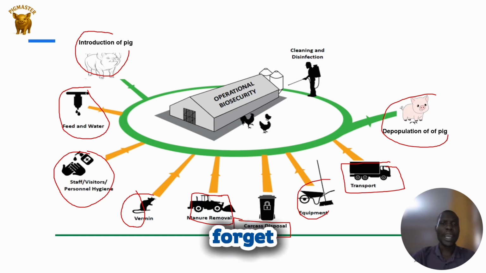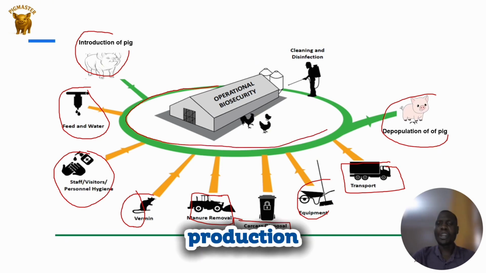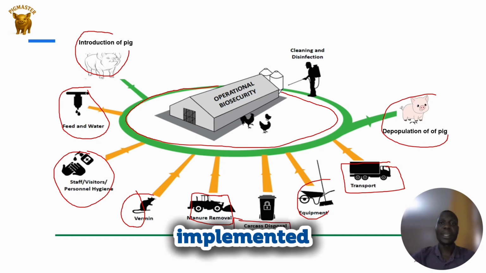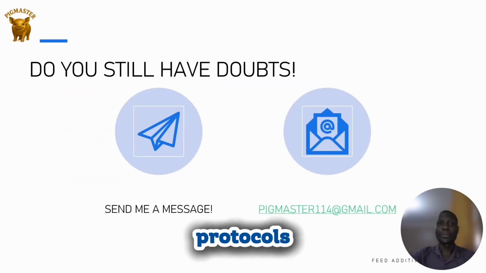And not to forget to have a fence around your production area. The fence can be made out of chain link or it can be made out of live fences. The idea is to control access to your barn. With that, you will have implemented strong biosecurity protocols.